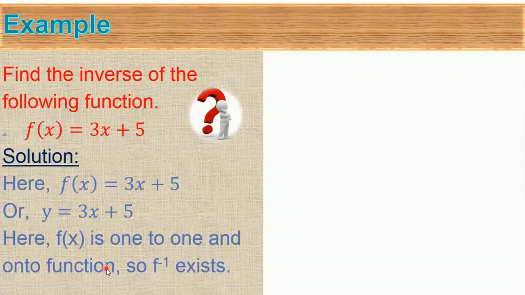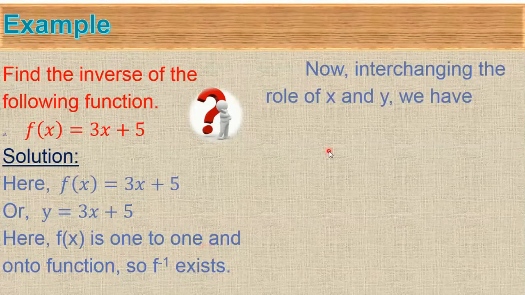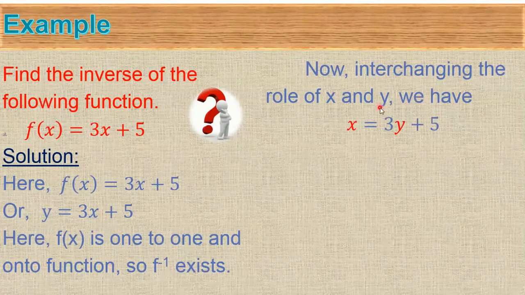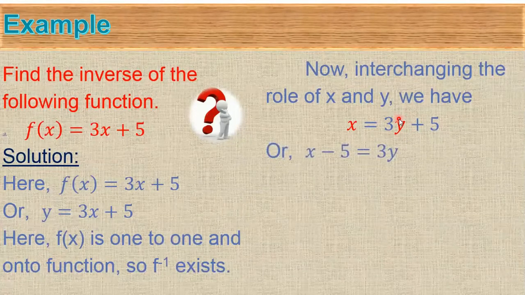Without this we cannot find f inverse. So the function is one to one and onto function. After that we have to change the role of x and y. That means here is a y, so we write x, and here is x and we write y. So this is the interchanging of x and y. And now solve for y.